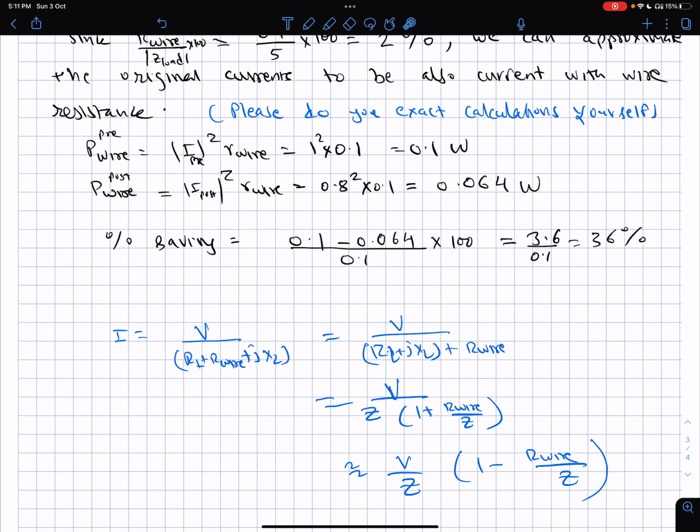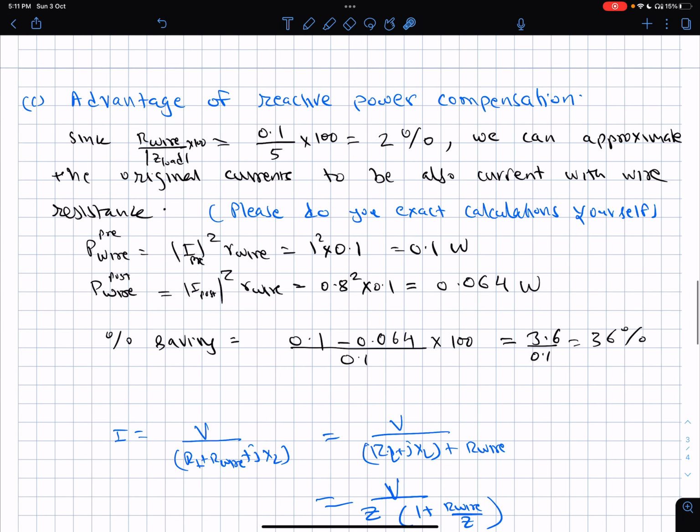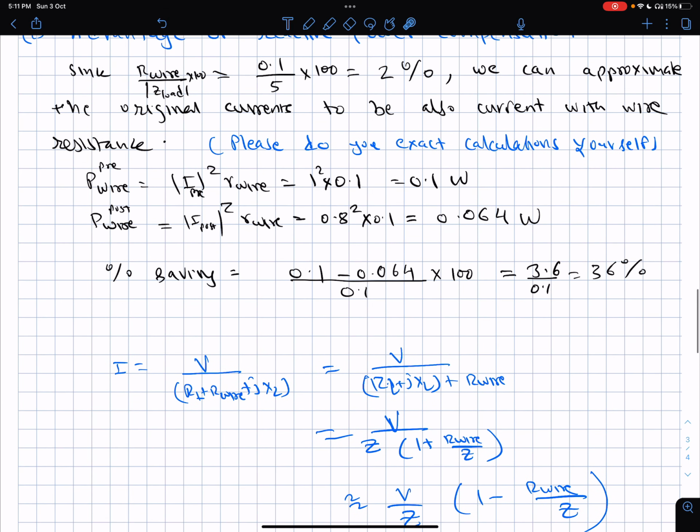So 36% saving in the losses in this distribution wire is a significant number, especially when you look at the societal scale in which we are consuming powers in hundreds of gigawatts. Then you can imagine that reactive power compensation at the load level is a very important concept, and hence we always have to compensate our loads in such a way as to bring them, if not to unity power factor, close to unity power factor. I think we'll stop here with this example. Thank you.